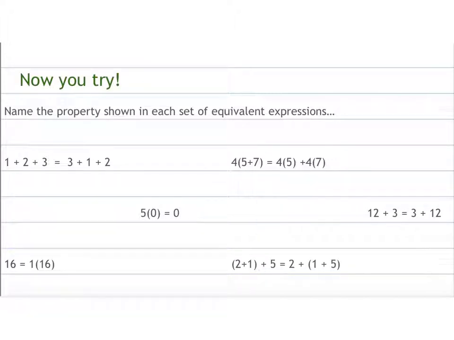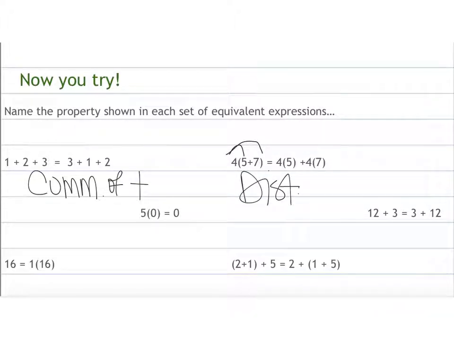But we have 1 plus 2 plus 3 equals 3 plus 1 plus 2. So that is going to be commutative property of addition. 4 times 5 plus 7, and then that 4 was distributed out to the 5 and the 7. So this is the distributive property.